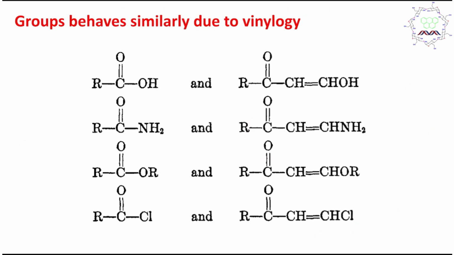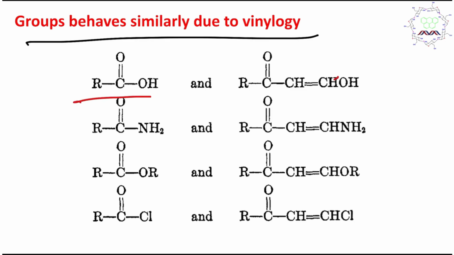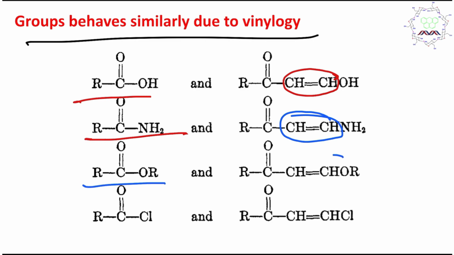Now similarly, other groups behave similarly due to vinylogy. This is the acid, this is the vinylogous acid. I have explained this thing. This is the amide or acid amide, this is vinylogous amide, vinyl group. This is ester, this is vinylogous ester. This is acid chloride, this is vinylogous acid chloride, meaning similar properties you can expect.